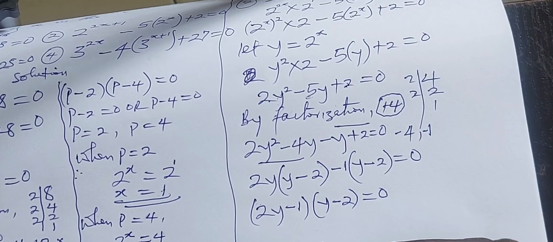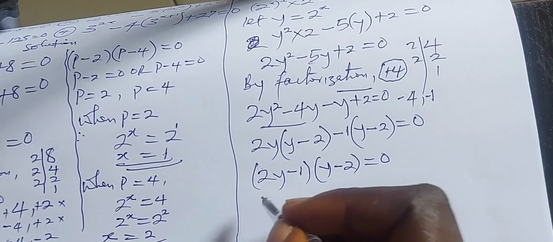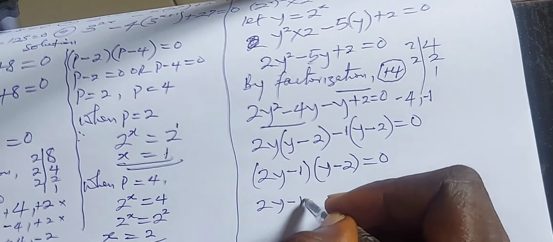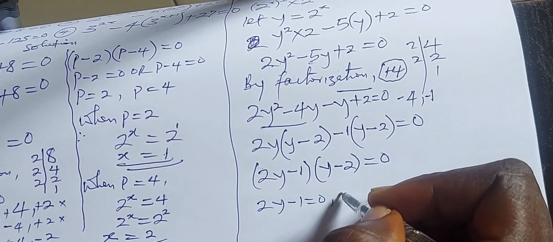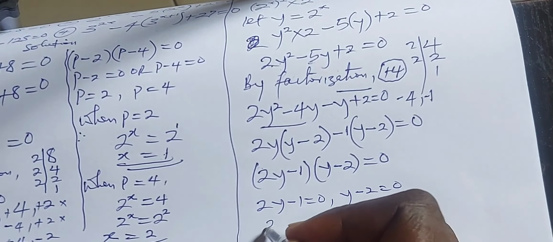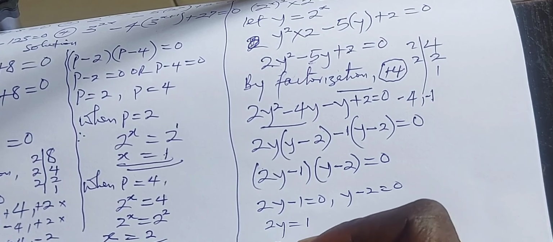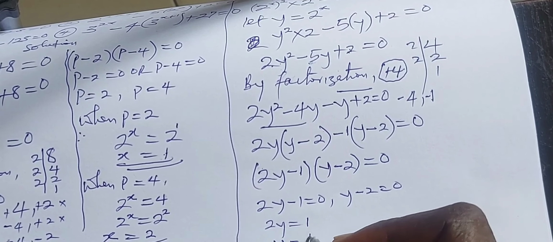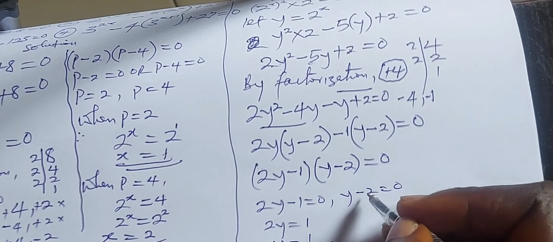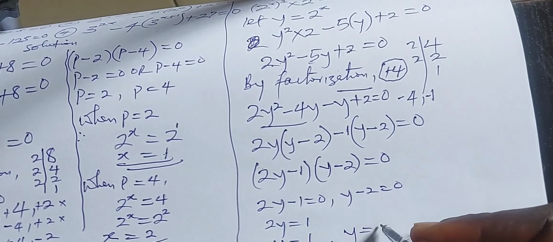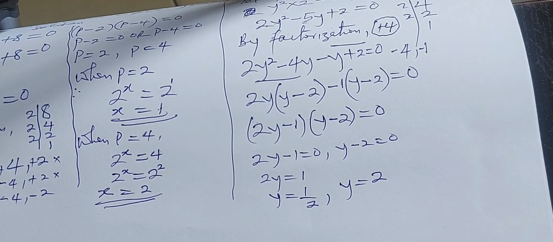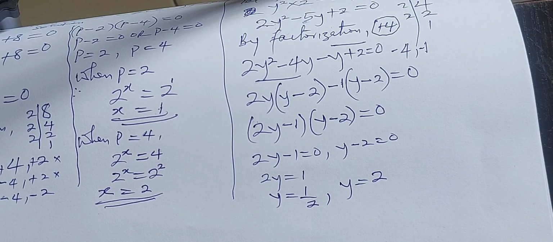So let's find the answer to this. We have 2y minus 1 equals 0, y minus 2 equals 0. So 2y equals 1, y is equal to 1 over 2. And here, when minus 2 crosses, we have y equals 2. But we are not looking for y. We are looking for the value of x.